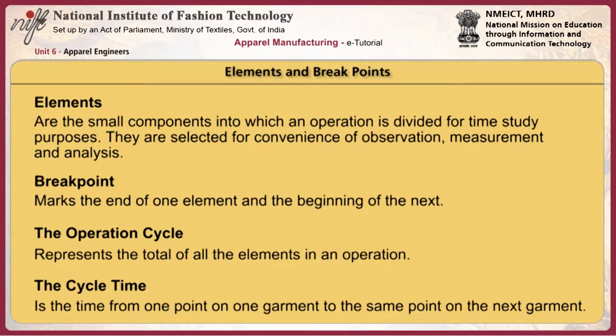Elements are small components into which an operation is divided for time study purposes. They are selected for convenience of observation, measurement and analysis. A breakpoint marks the end of one element and the beginning of the next. The total of all elements in an operation represents the operation cycle. The cycle time is the time from one point on one garment to the same point on the next garment.